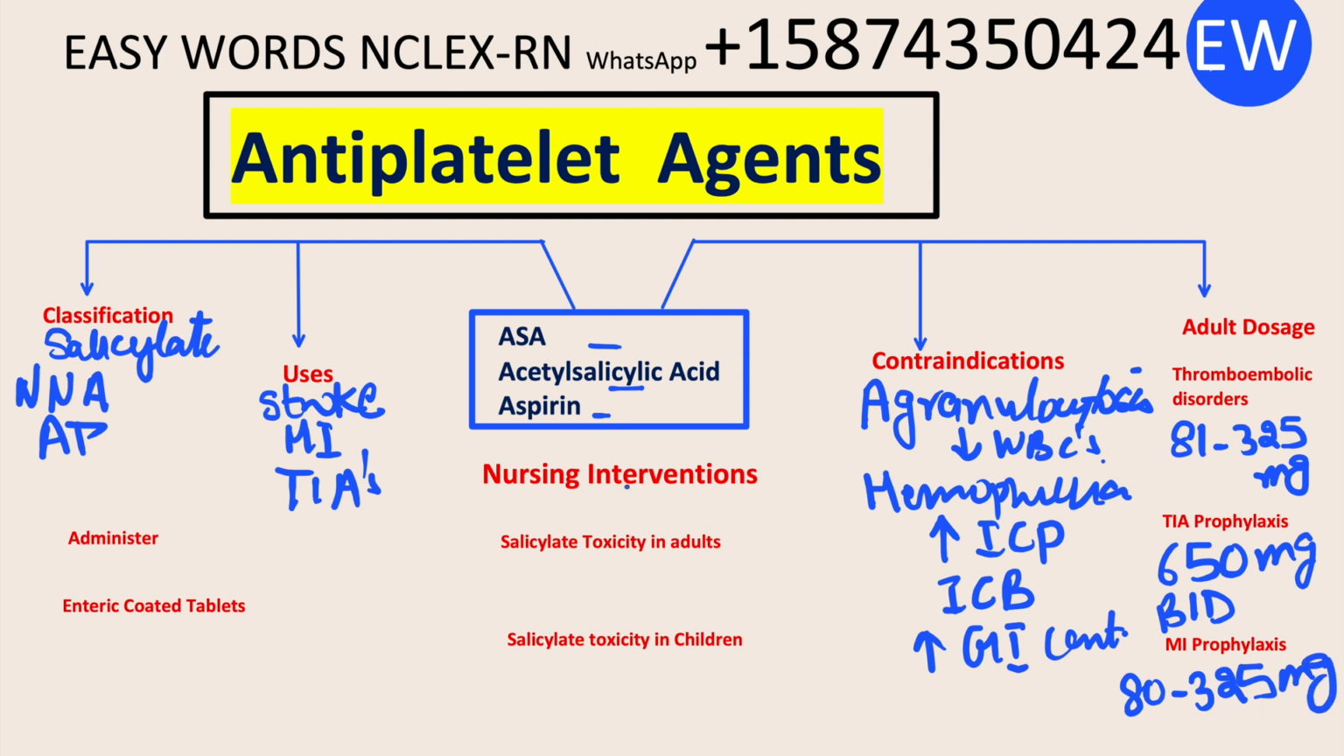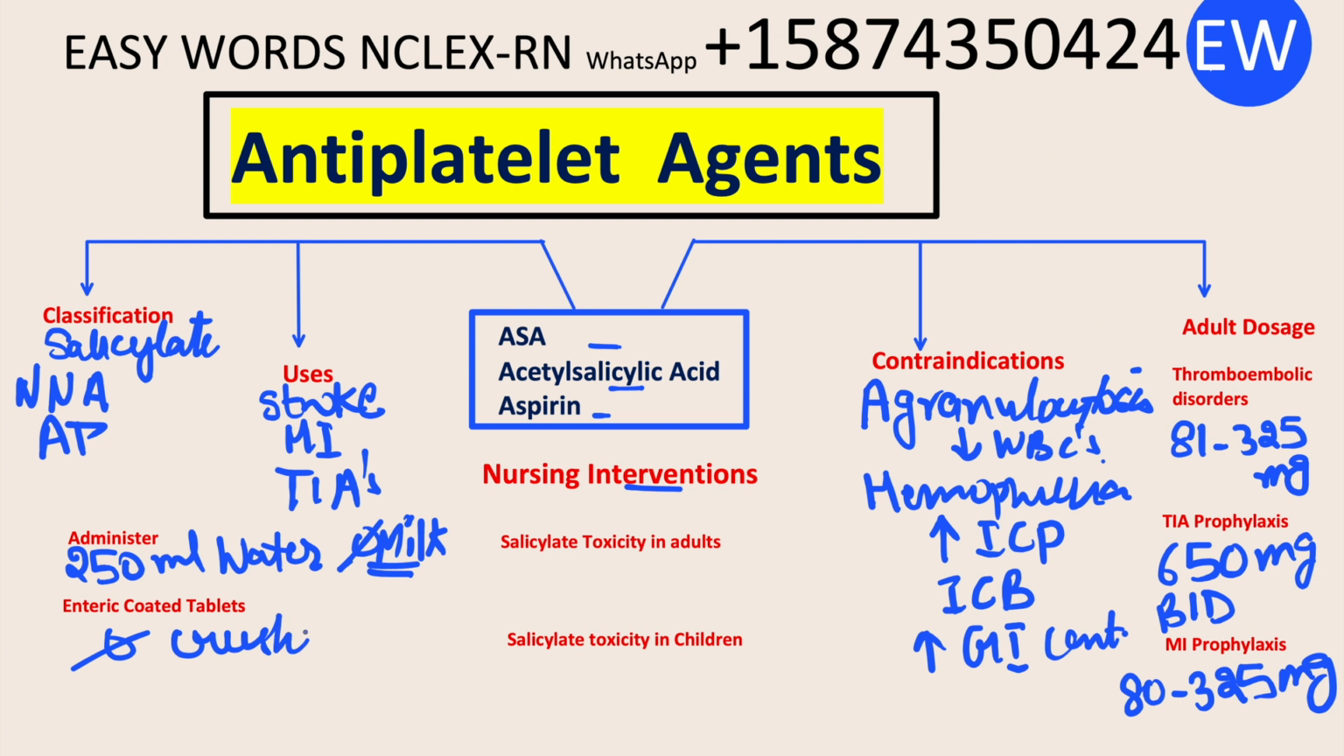Nursing interventions for ASA. ASA should be given with at least 250 ml of water, and it is not recommended to be given with milk because milk increases the absorption of the medication. As we know, ASA is an enteric coated tablet, so it cannot be crushed or chewed, and we need to instruct the client to swallow the medication whole.